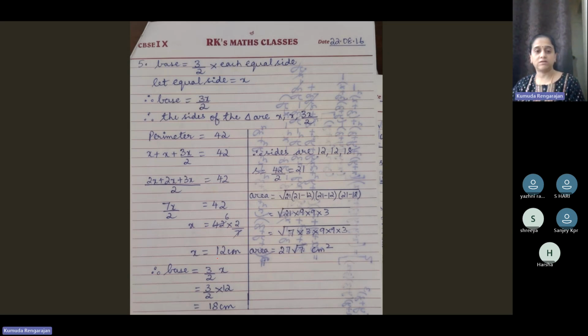So x is 12. So what is the base? 3 by 2 into 12. On cancelling, on simplifying, you get 18. So now we have the sides 12, 12, 18.